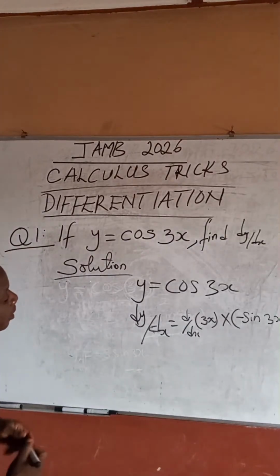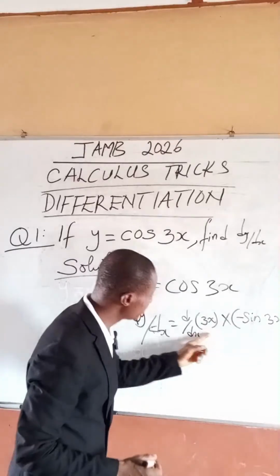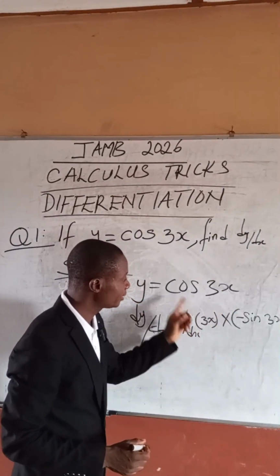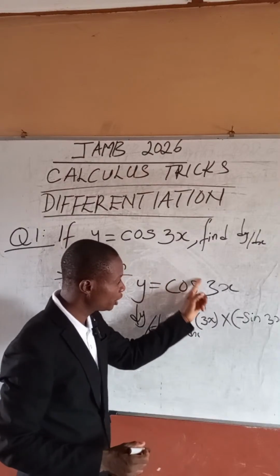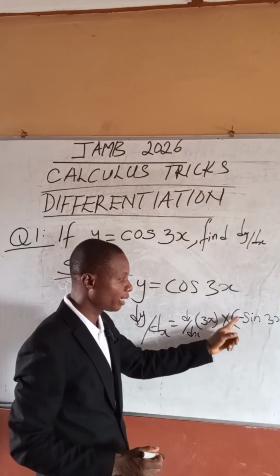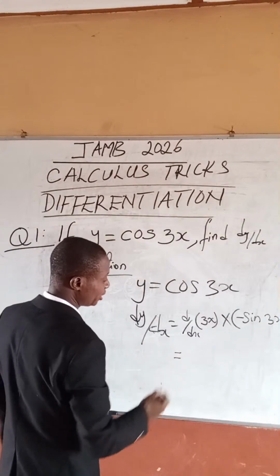This is the simplest way to handle this. All right. So you have something like this. Differentiate this one first with respect to x. Then multiply it by changing this to sine. So from cos to sine is minus. Minus accompanies then 3x. So let us go ahead and differentiate.